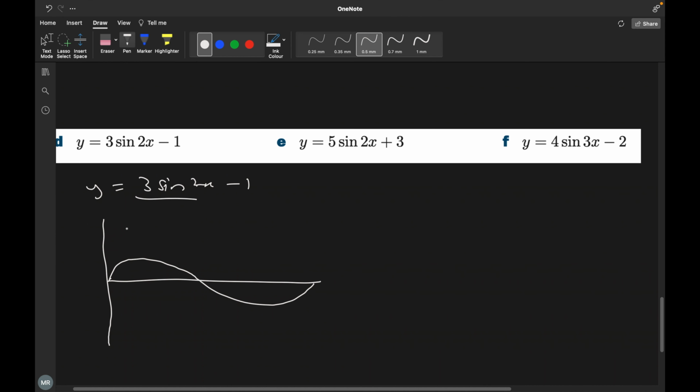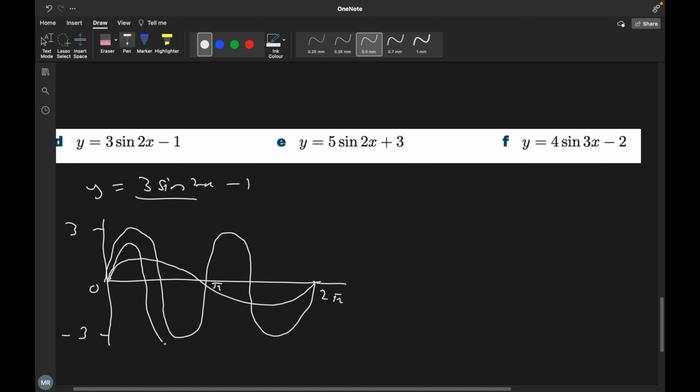So first let's draw this part. So it will go something like this. This is because this is 3, this would be minus 3, and the period is pi. So this would be 2 pi, this would be pi, and this would be 0. Now we just have to translate this 1 unit down. It looks something like this. It's not perfect, but I hope you get the idea. So this is the final answer.